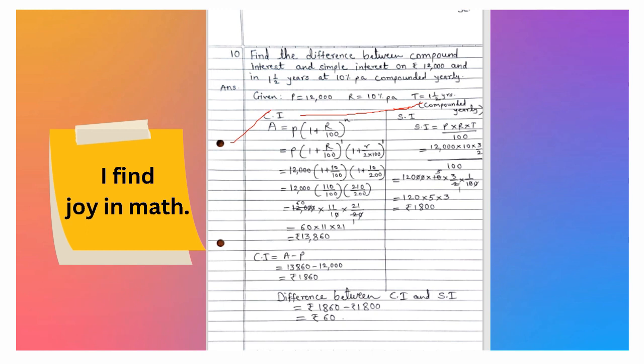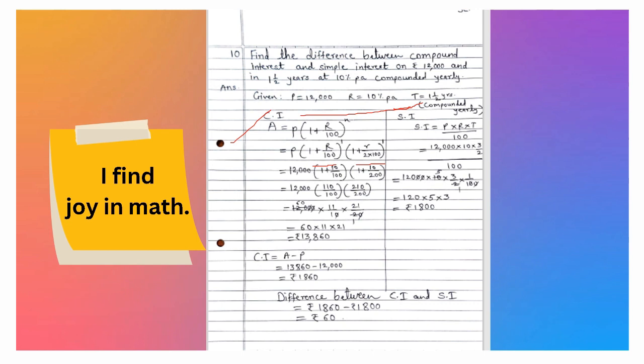So here we'll apply the formula for compound interest, that amount is equal to P into 1 plus R upon 100 whole raised to n. Now here the time duration is 1.5 years. So this formula I'm using here, one for the whole 1 year and this is for the half year, and I have put all the values in that. Now you can see 12,000. Now here 1 plus 10 upon 100 is converted into 110 upon 100, and 1 plus 10 upon 200 is converted into 210 upon 200.